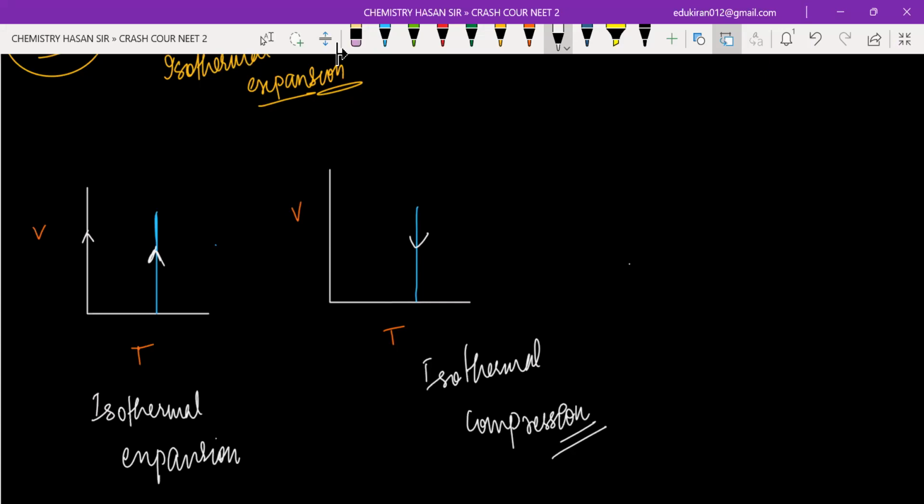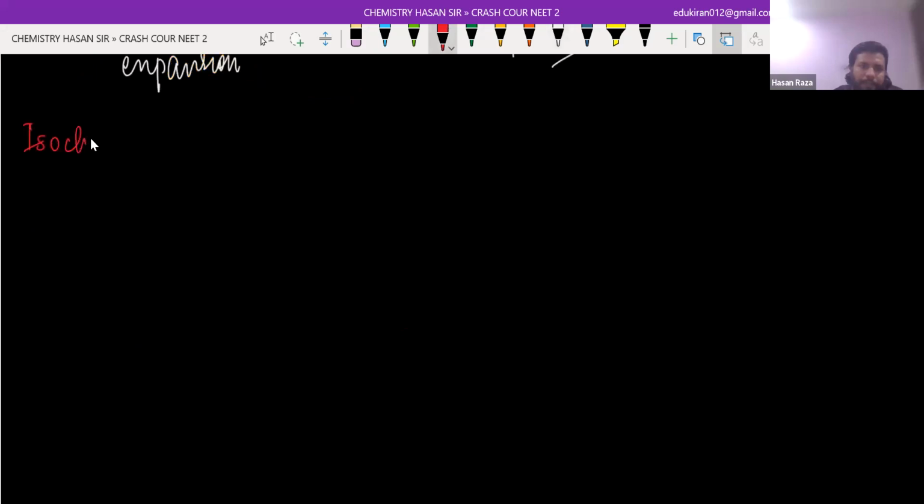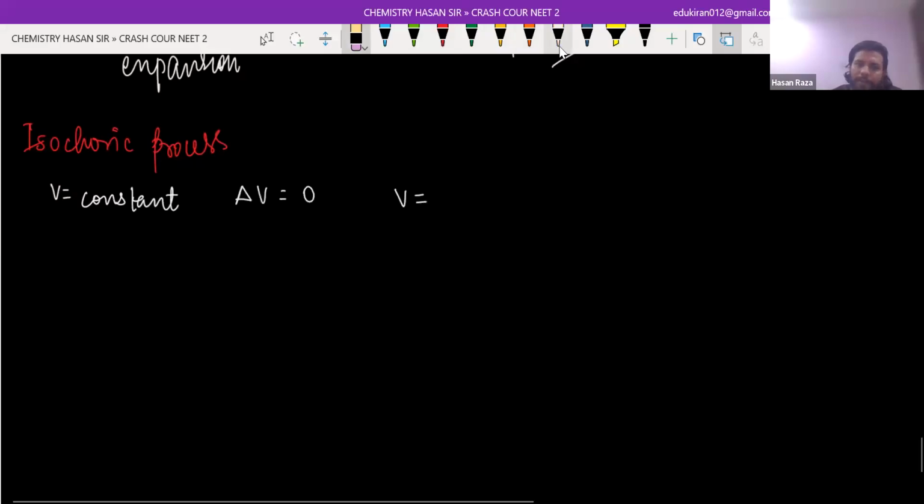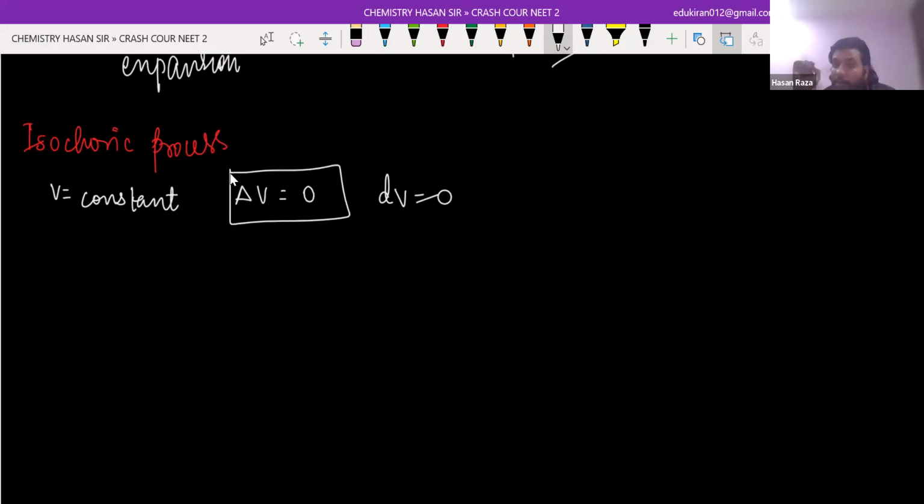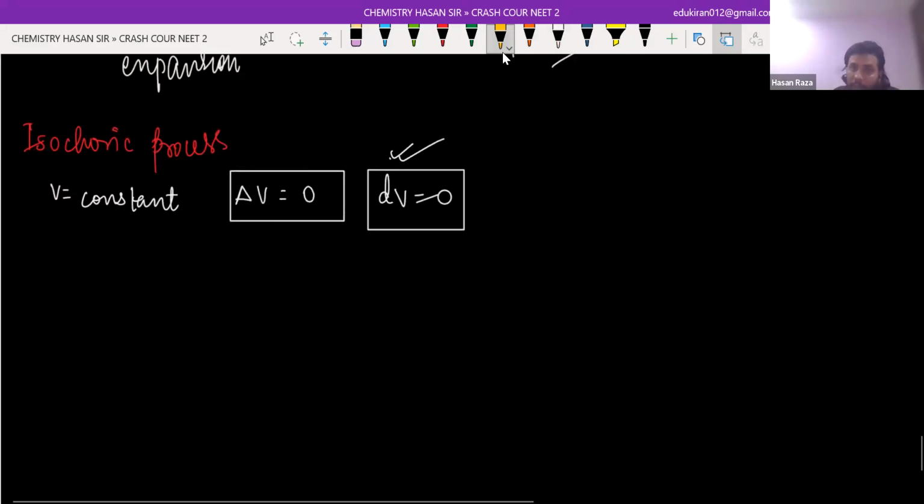Okay. Now the next process is your isochoric process. What is isochoric process? In this, volume is constant. If volume is constant, that means delta V will be equal to 0, and dV is also equal to 0. But one more important thing: if delta V equals 0, that does not ensure 100% that it is isochoric. But if dV is equal to 0, that ensures it is 100% isochoric process. So be careful about this.